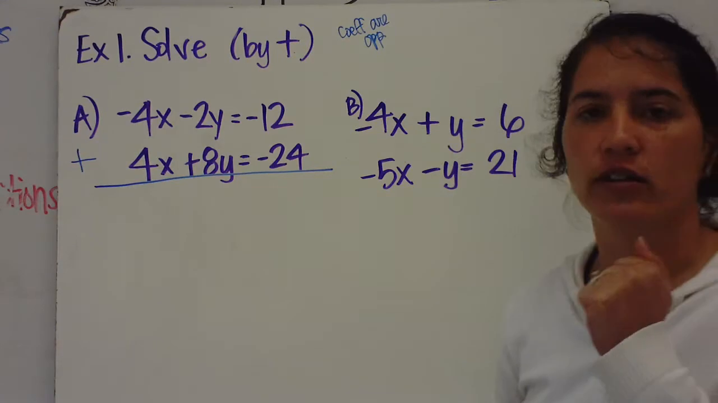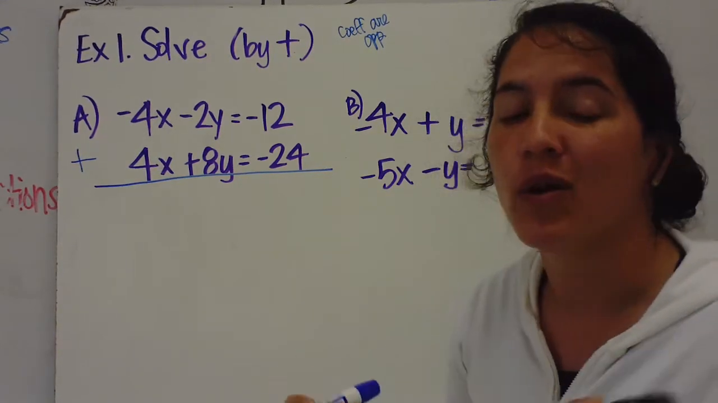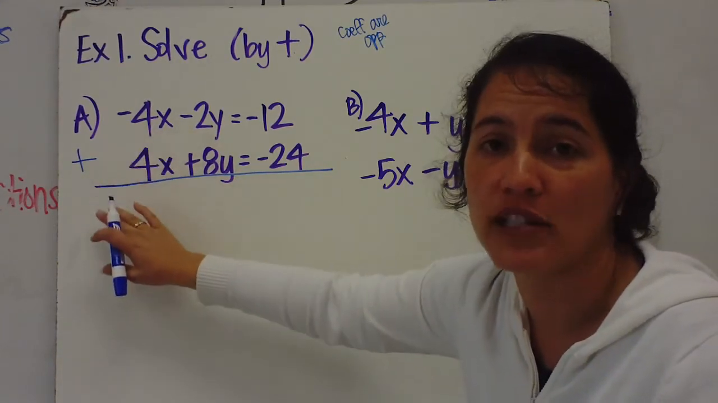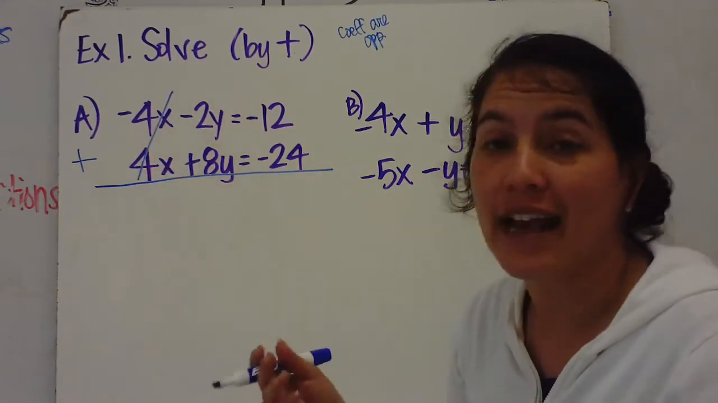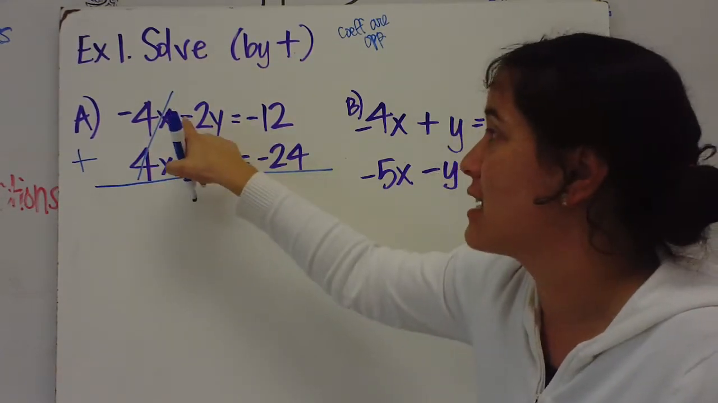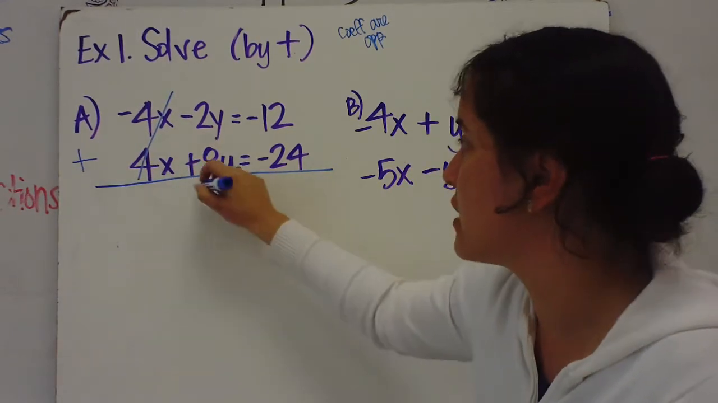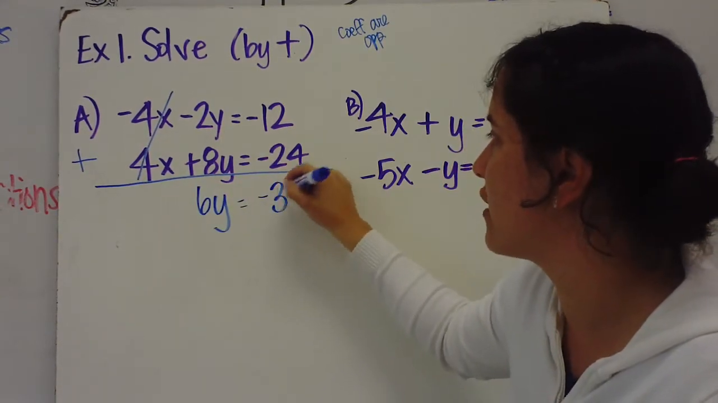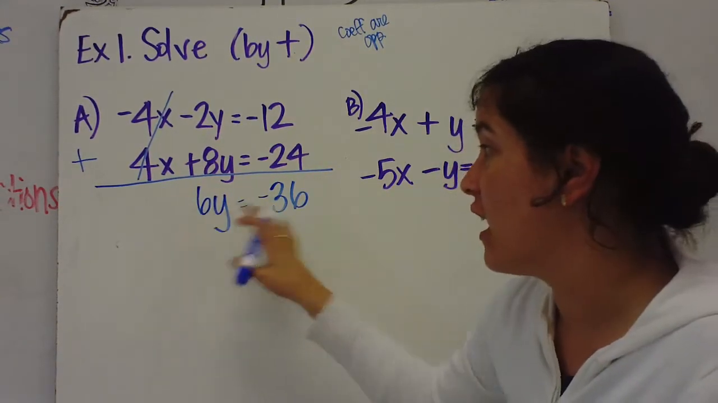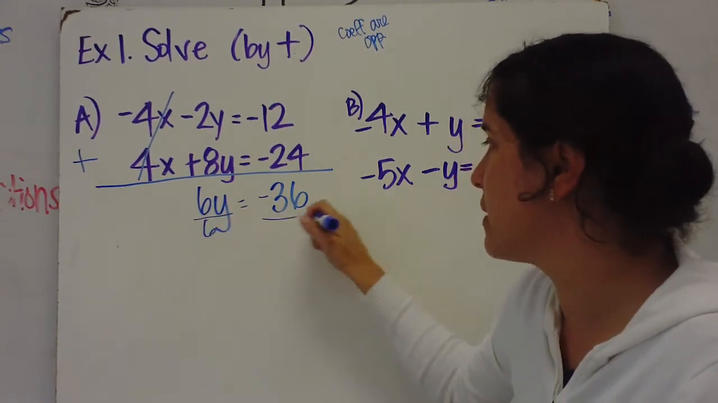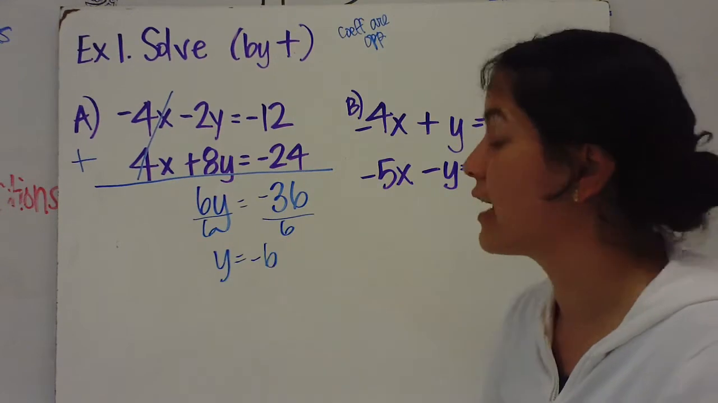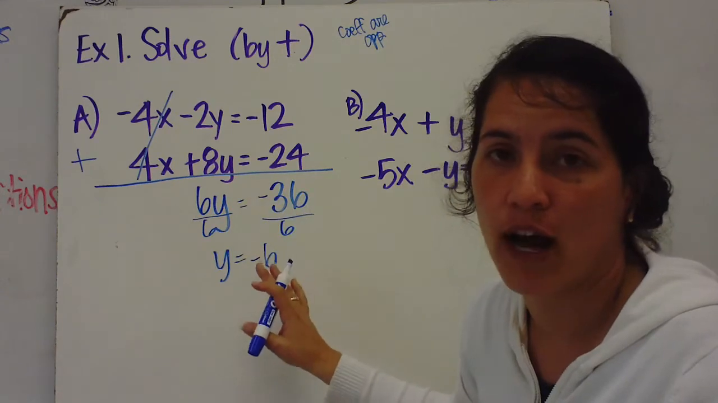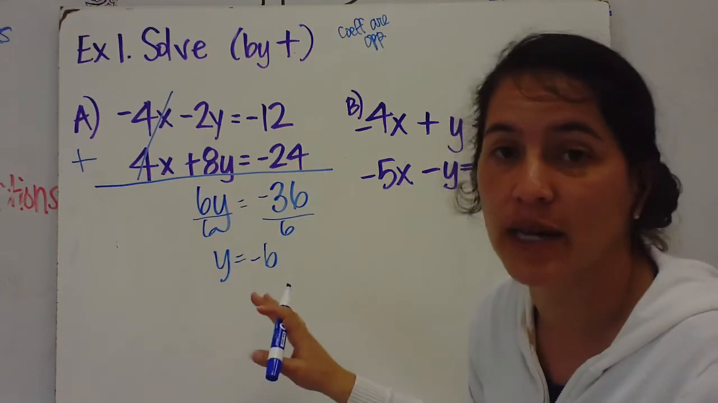And what's going to happen, the reason this is called elimination is because when I add these equations, one of my variables is going to be eliminated. So let me show you. When you add together -4x plus 4x, that is 0. So the x's now are eliminated. I'm going to add together -2 plus 8, which is 6y, and -12 plus -24, so that's -36. Then I have a simple equation, so I'm going to divide both sides by 6, and y equals -6. So I have eliminated my x values, and I solved for my y. I have y equals -6. That's half of my solution.